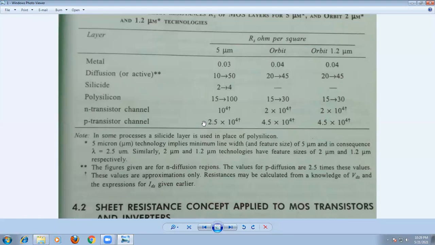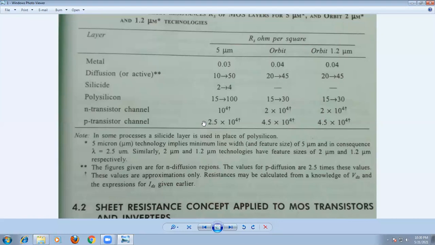What happens if you use polysilicon? Because of the doping concentration of the semiconductor material, the resistance of the inverter circuit increases, as we just discussed. So what happens? The delay will increase, because the delay depends upon the RC time constant, R into C. If the resistance increases, automatically the delay will increase, and the speed of the device will be reduced.